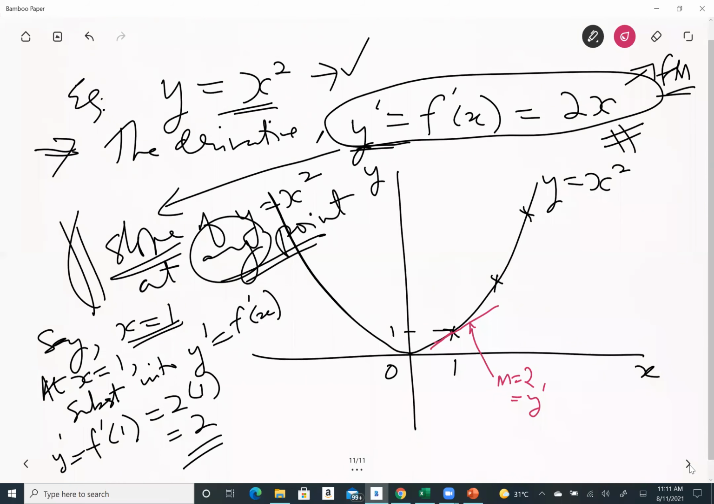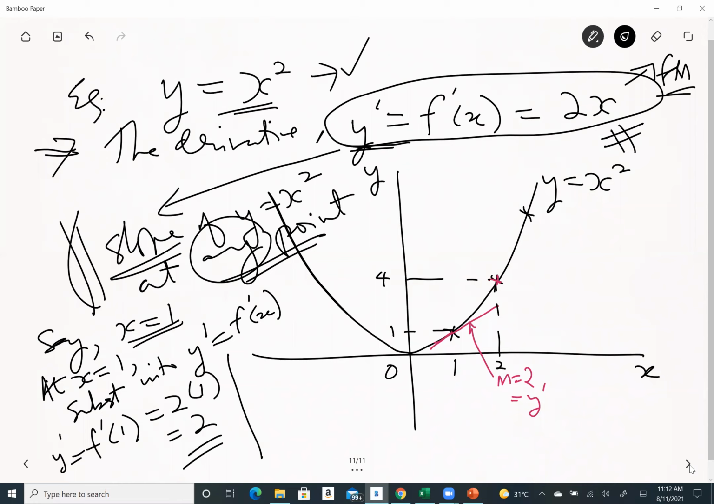Suppose you take another point here. Let's say that point is x equal to 2. We proceed one by one. Y is equal to 4. So you do the same thing. I want to find the derivative at 2. So you substitute. What do you get? 4. So the derivative is 4. Y prime at 2 equal to 4.